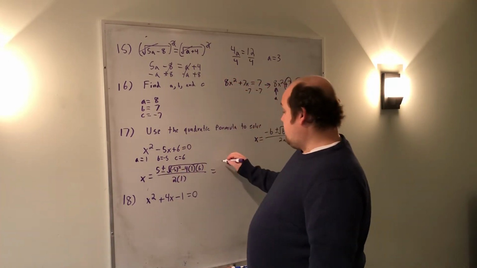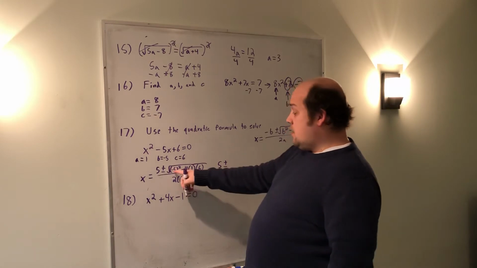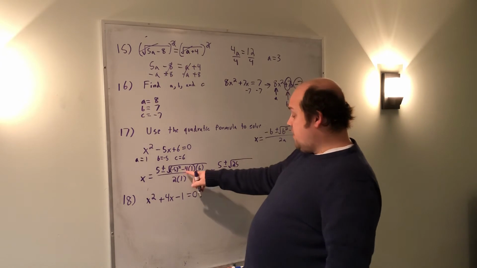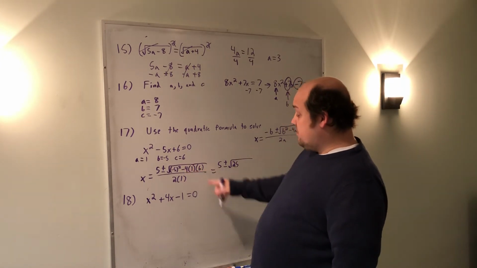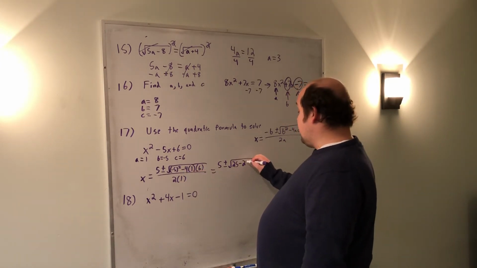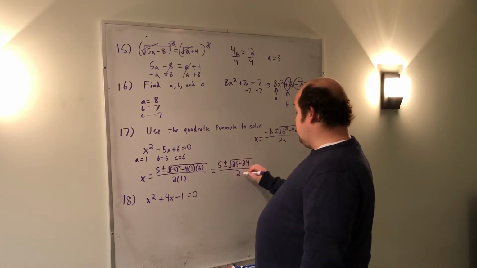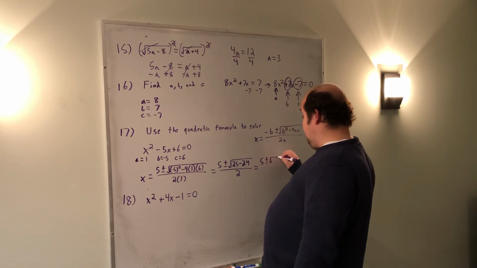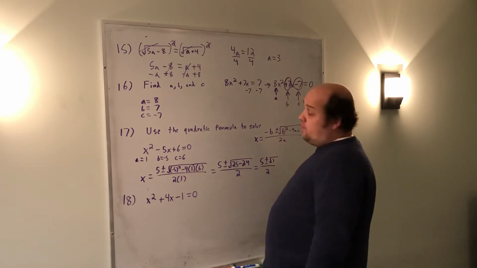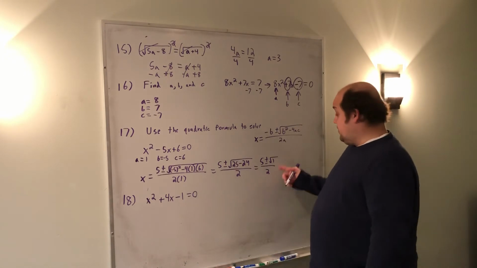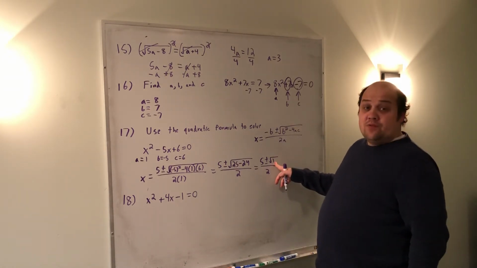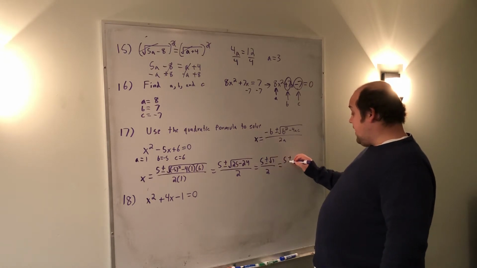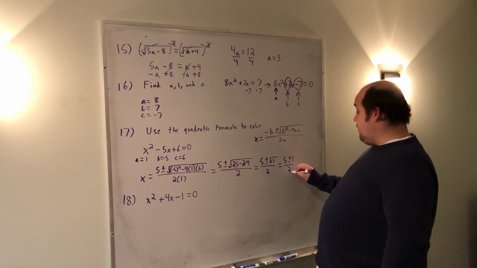Cleaning this up a bit, it becomes 5 plus or minus. Negative 5 squared is 25, so the root of 25. 4 times 1 is 4, times 6 is 24. So minus 24, over 2. That becomes 5 plus or minus the root of 1, over 2. Good news, root of 1 is a perfect square. I know what the root of 1 equals. It equals 1. So this is just 5 plus or minus 1, over 2.